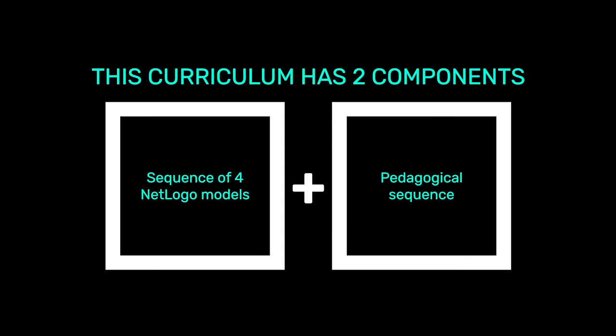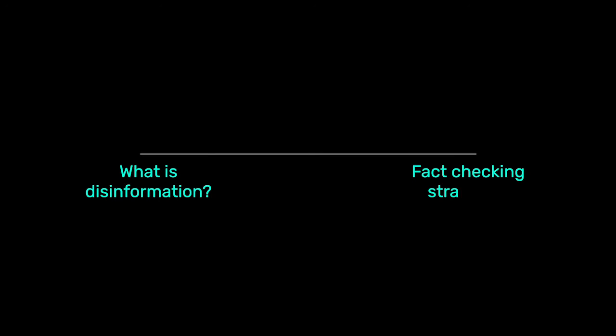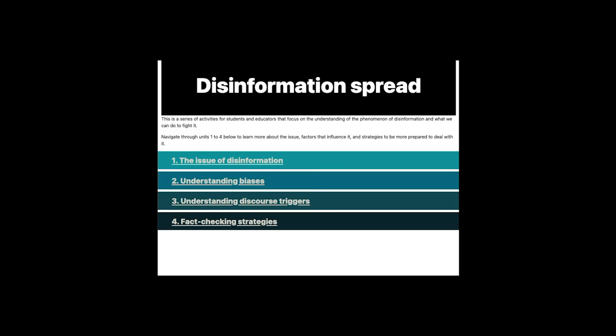The models and activities start with basic explanation of the issue of disinformation and gradually progress into the discussion of the sophisticated methods of fact-checking employed by professionals. The themes for each of those units follow what research says about disinformation. First, the issue of disinformation, the cognitive biases, misguided critical thinking, and fact-checking strategies.